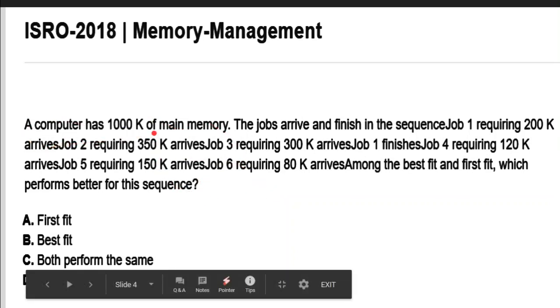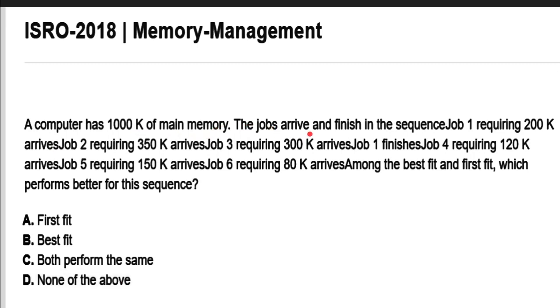A computer has 1000K of main memory, and jobs arrive and finish in a sequence. Job 1 comes first with 200K of memory size, job 2 comes next with 350K, and then job 3 needs 300K. Adding up these values, 200 plus 350 plus 300 is 850K of memory occupied by the jobs J1, J2 and J3. The total size of memory is 1000K, so the remaining 150K of memory will be left as a hole.